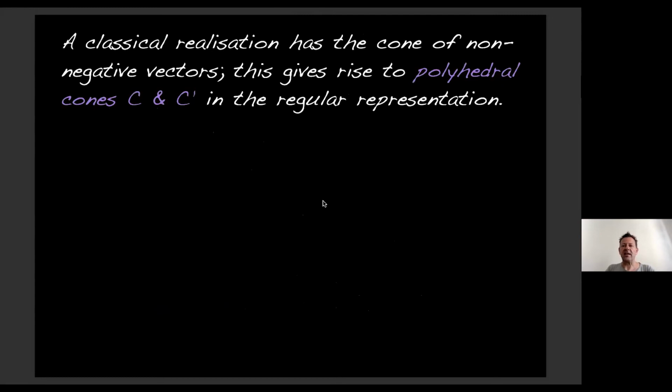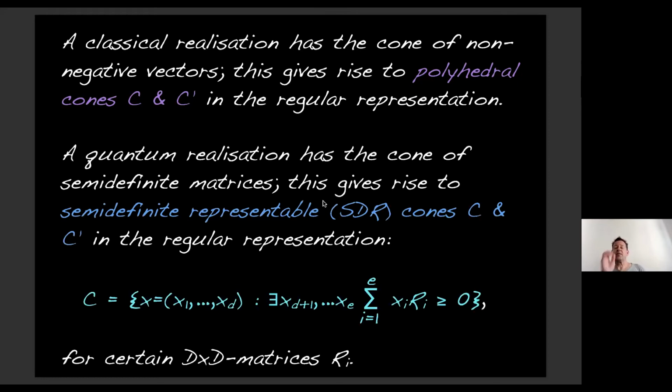And so in the classical realization, we start with a cone of non-negative vectors. And when we do this projection, literally what happens is that we are taking a subspace, we're intersecting this with a subspace, and we are projecting it into another subspace. These two are the operations. And this gives rise to a polyhedral cone. And this will be true both for the C and for its dual. And in the quantum case, we get a cone that is described in the literature as semi-definite representable.